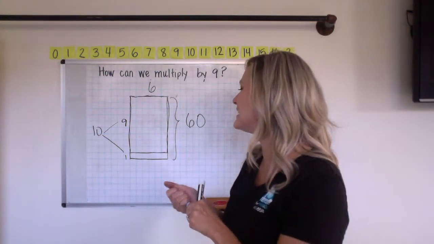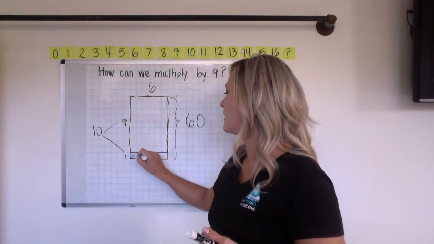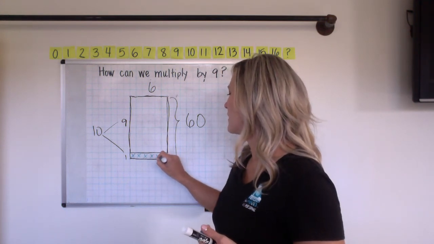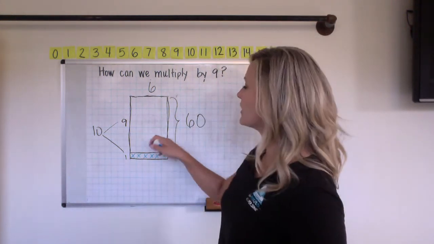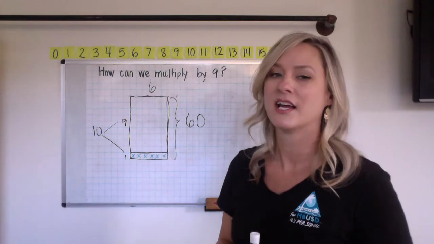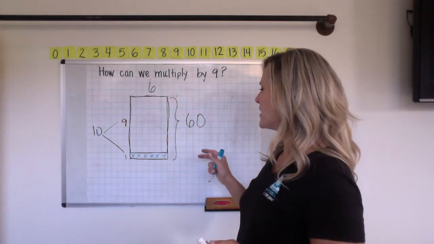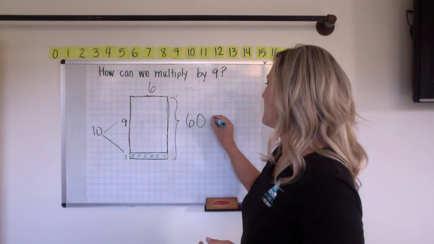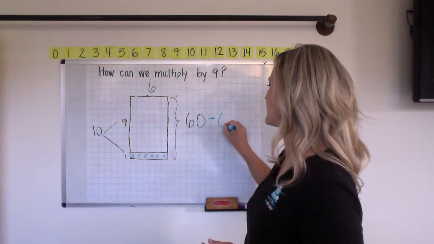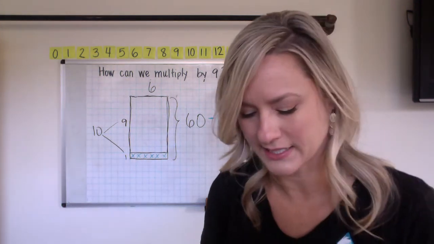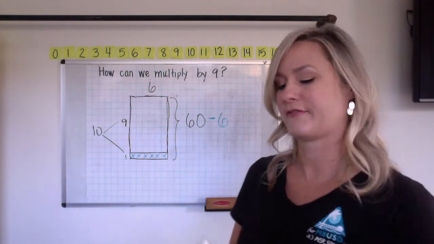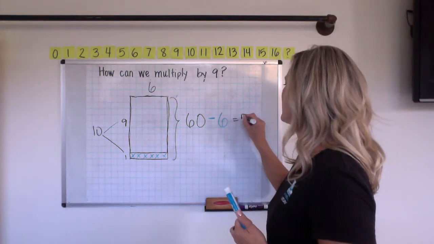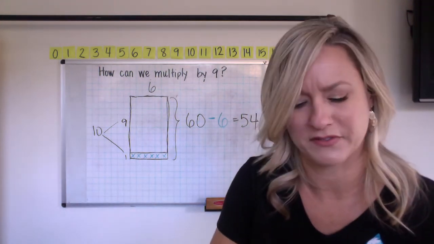But now we have to take some off. We didn't actually need these guys. 1, 2, 3, 4, 5, 6. I didn't actually need those because my real question was 9 times 6. So maybe what you would think about is doing 60 minus those 6. And 60 minus 6 is, well, I know 60 minus 5 is 55, minus 1 more is 54. Either way we solve, we get 54, right?